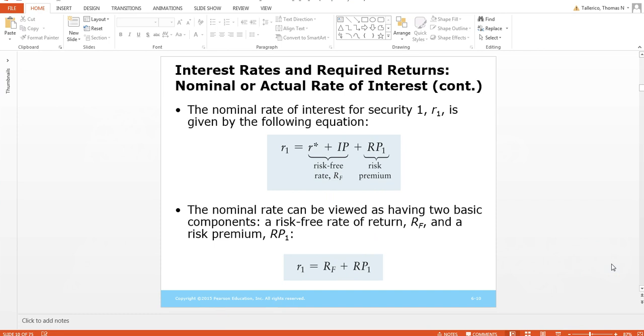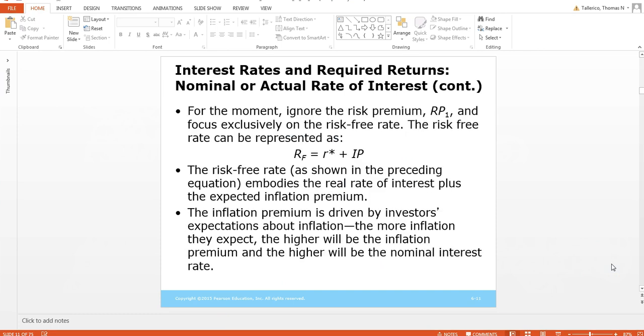All right, so you should know that. It's simple math. So here's that equation again. And here they just simply show the risk-free rate. They take away the risk premium. And this is what you would get on Treasury bills.